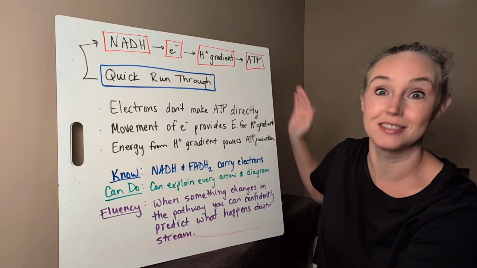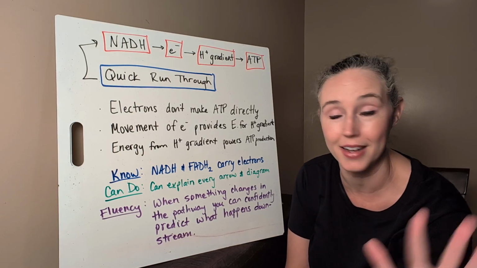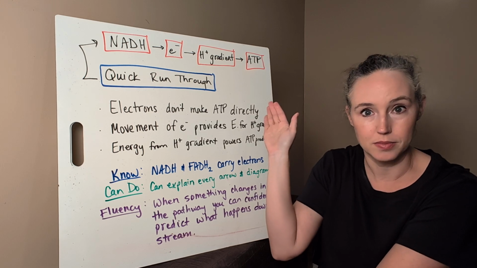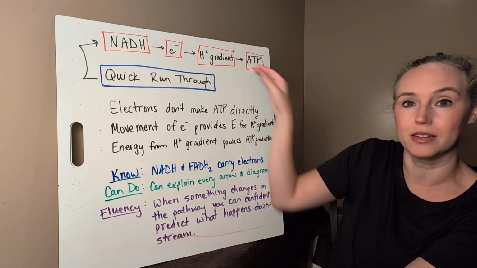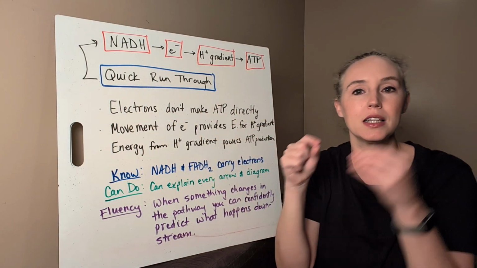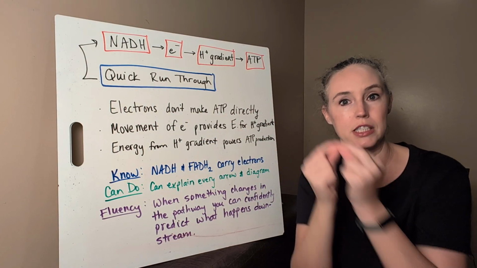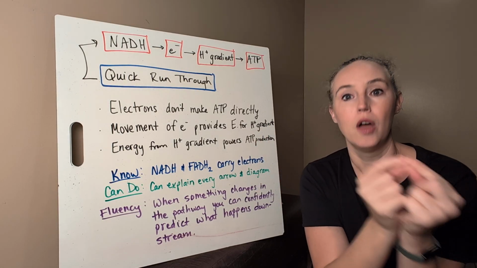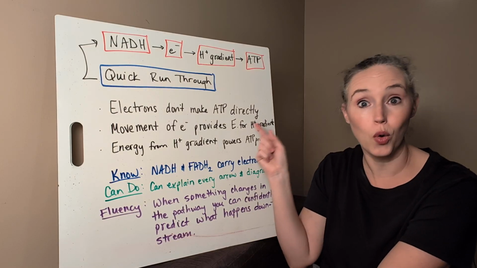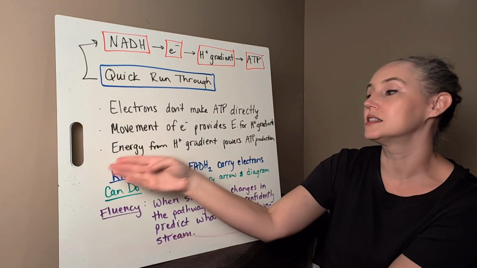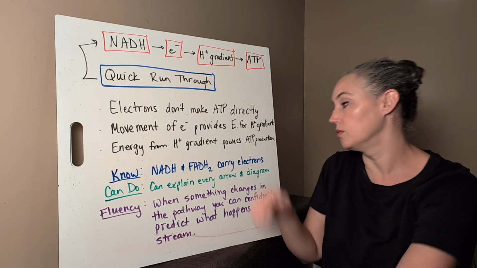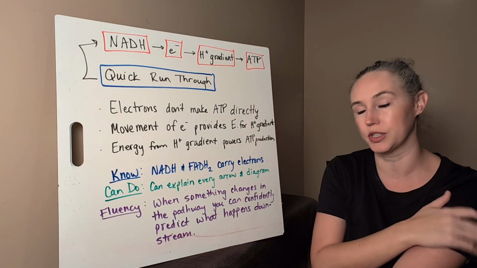So, important things to clarify: electrons don't make ATP directly, right? There's this step in between, the whole idea of the proton gradient. It's not the electrons themselves. Electrons are not energy. It's the movement of electrons from one protein to another that provides the energy to form the proton gradient. And then it's the energy from the proton gradient that will produce and power the ATP production.